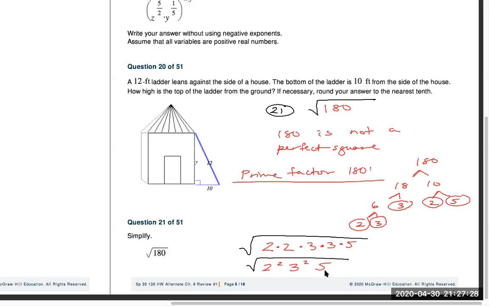So from here, you have a pair of 2's, so one 2 comes out of the radical. You're going to multiply that by, you have a pair of 3's, one 3 comes out of the radical. And then this part over here, you can't do anything with because there's not a pair, so you're going to leave it underneath the square root. Then multiply the front, and you get your final answer, 6 root 5.